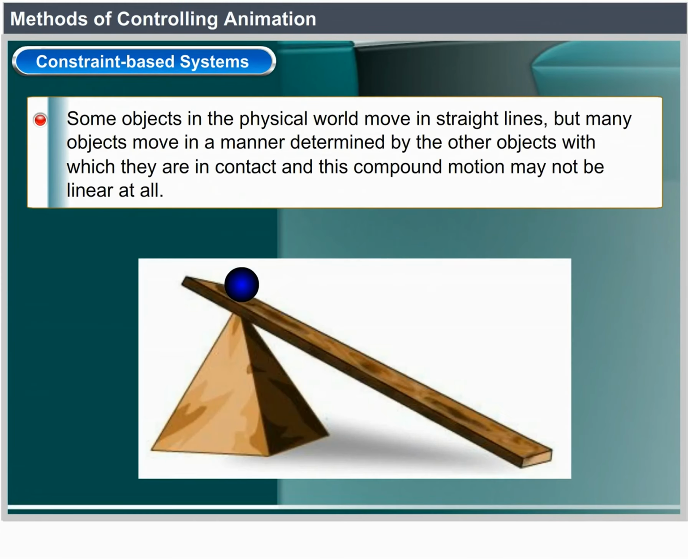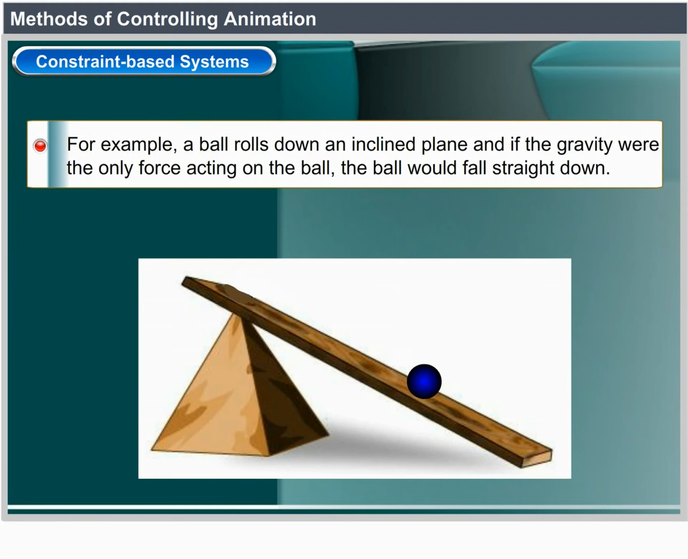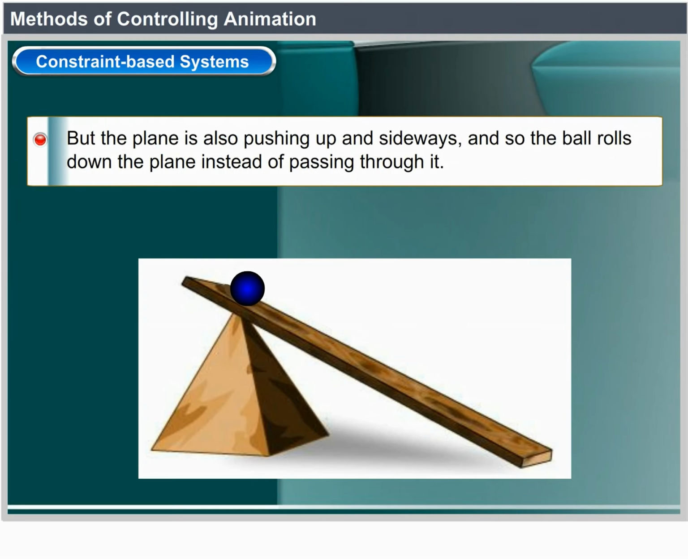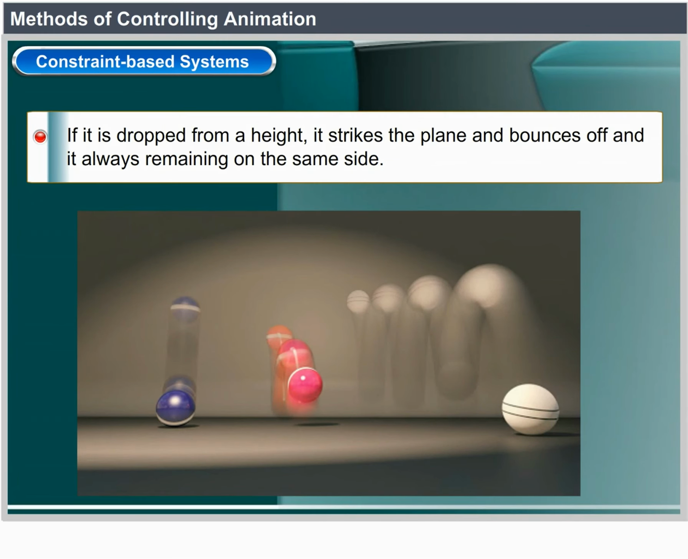Some objects in the physical world move in straight lines, but a great many objects move in a manner determined by the other objects with which they are in contact, and this compound motion may not be linear at all. For example, a ball rolls down an inclined plane. If gravity were the only force acting, the ball would fall straight down. But the plane is also pushing up and sideways, and so the ball rolls down the plane rather than passing through it. We can model such motion by constraints. The ball is constrained to lie on one side of the plane. If it is dropped from a height, it strikes the plane and bounces off, always remaining on the same side.